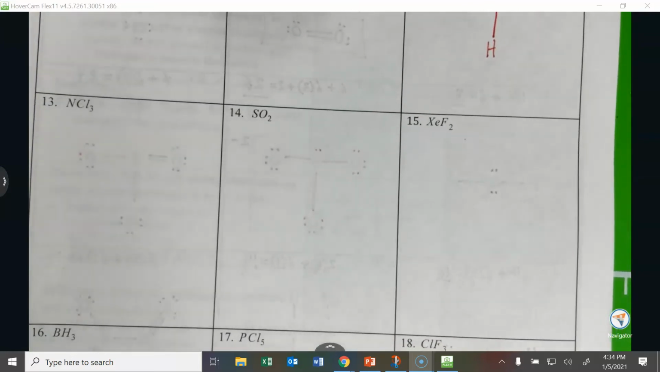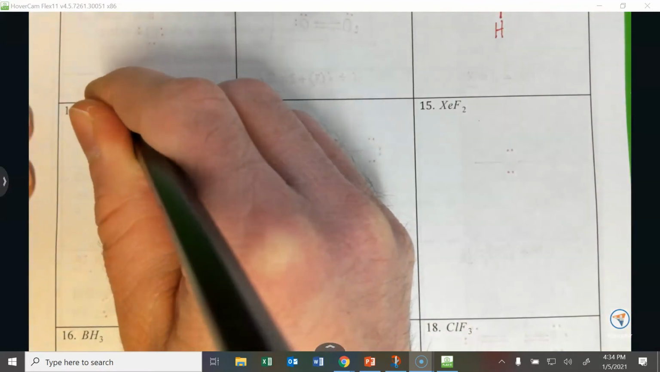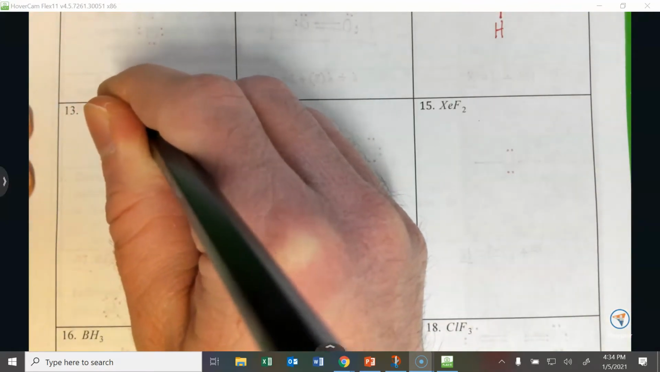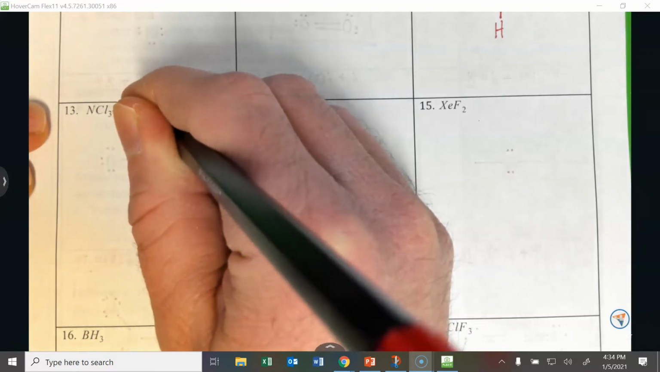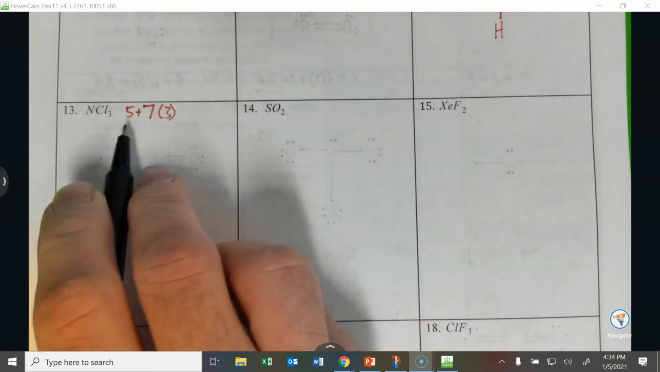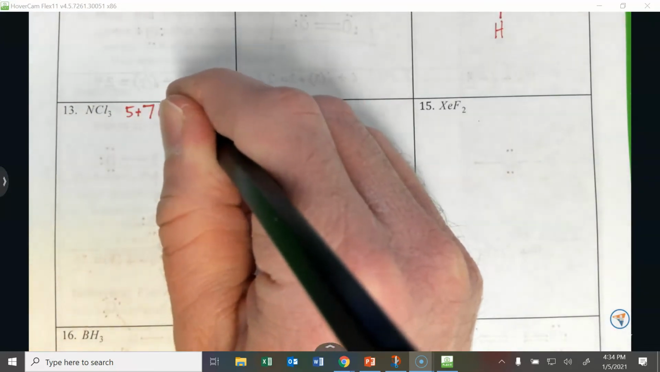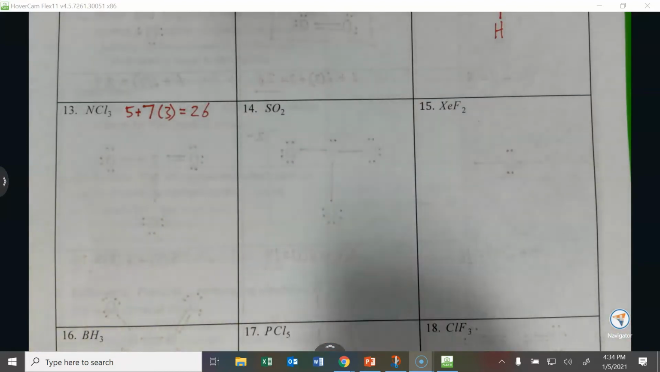NCl3. All right. Nitrogen has 5 valence electrons. Chlorine has 7. And there are 3 chlorine atoms. So 7 times 3 is 21, plus 5 is 26. 26 valence electrons.